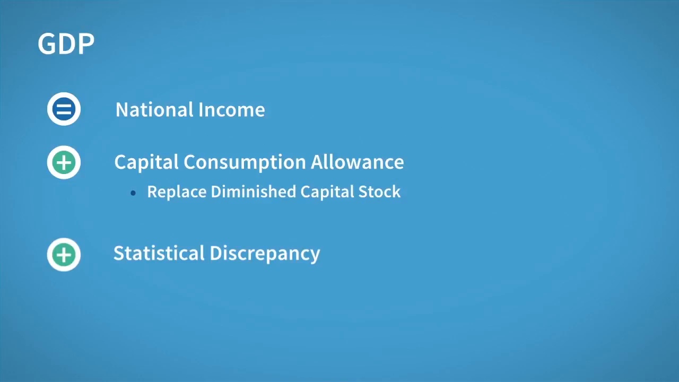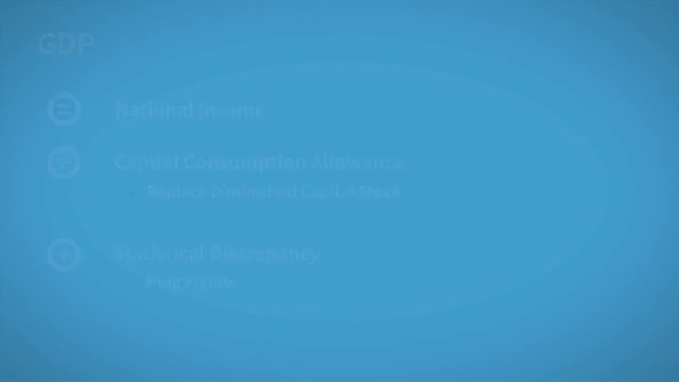The statistical discrepancy then is just a plug figure to deal with the fact that if we calculate GDP using all of the various possible methods, we are going to get small variations in our answer. We will take a look at national income in a little more detail next. National income is a measure of the various types of income earned within a country. Incomes which are earned in the production of that economy's output.